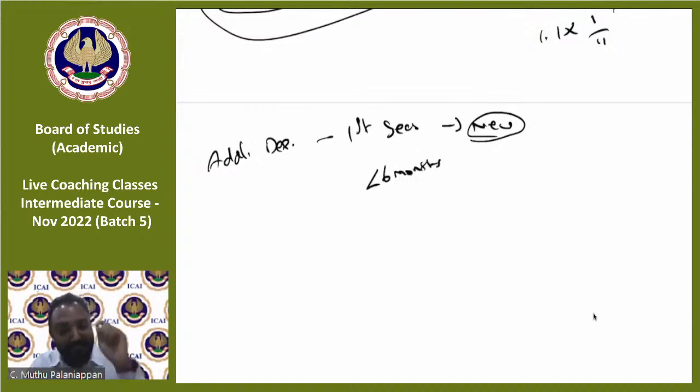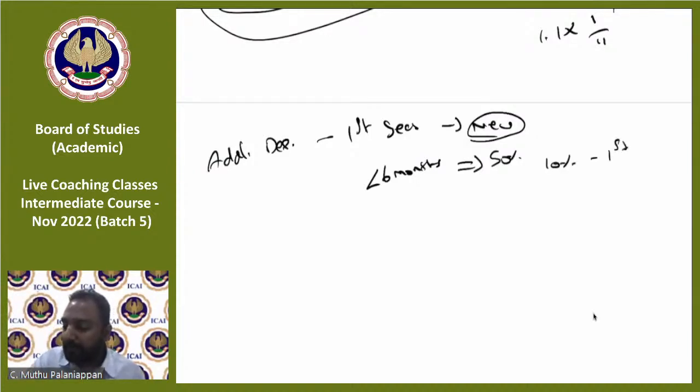If it is used less than 6 months in year 1, then we know that the provision is only 50%, correct? 50%. So for additional depreciation also, it is 50%. So you will gain 10% in first year, 10% in second year. So only in case where it is used less than 180 days.